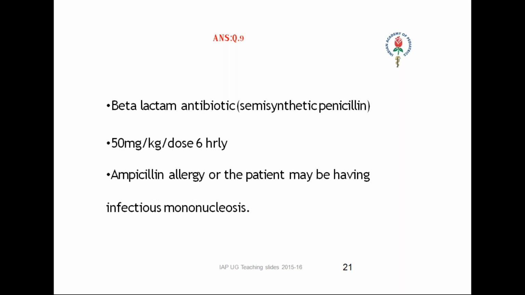Usually we combine ampicillin with sulbactam, which is a beta lactamase inhibitor. So when you combine it with sulbactam, it is useful against infections caused by beta lactamase producing organisms.